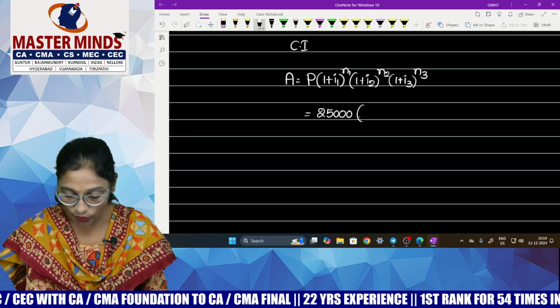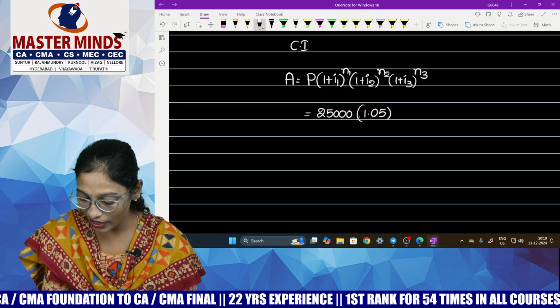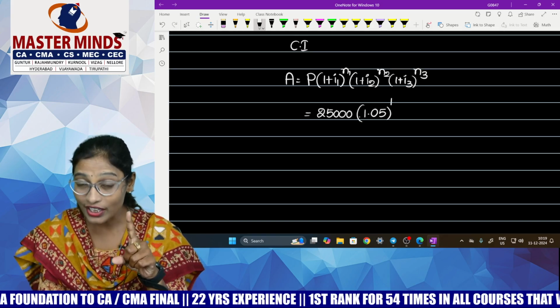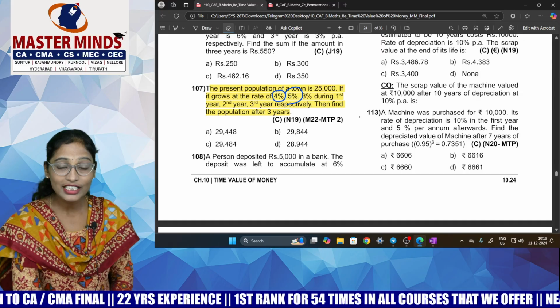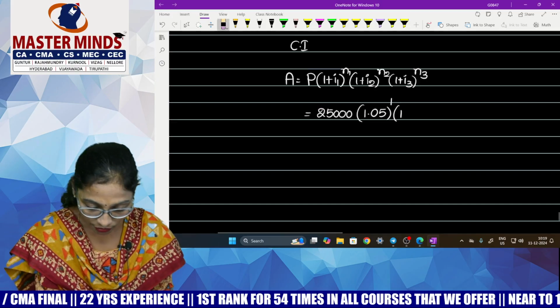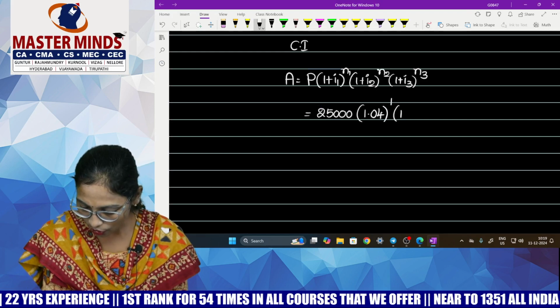4%. So the first year rate of interest is 5%, so 1.05 for first year, that is for 1 year. Now second year, what is the growth rate for the second year guys? 5%. Sorry, for the first year it was 4%, no? So 1.04 whole power 1.